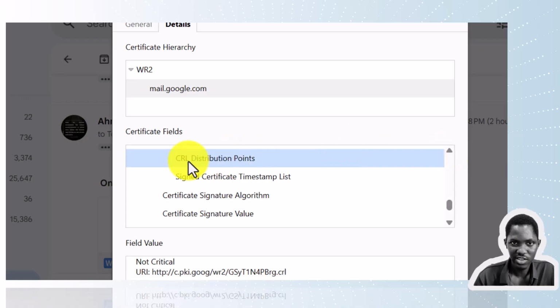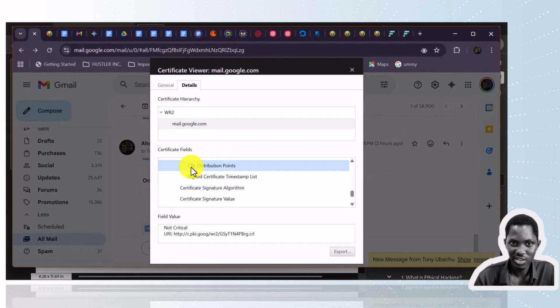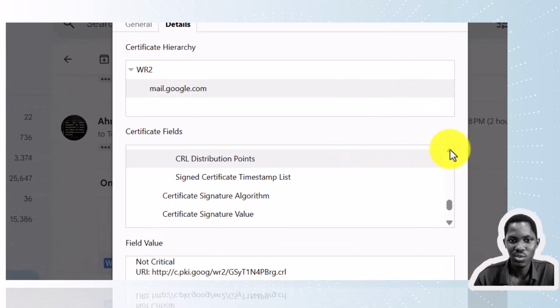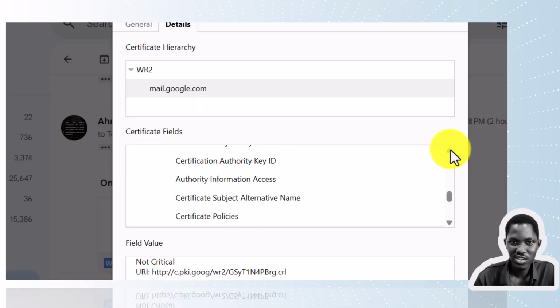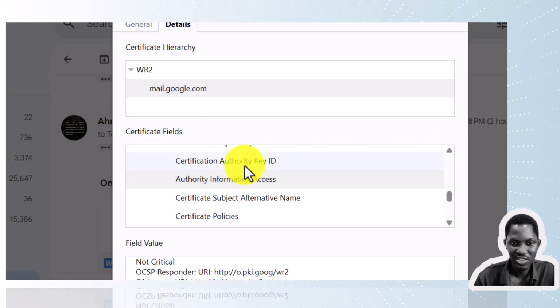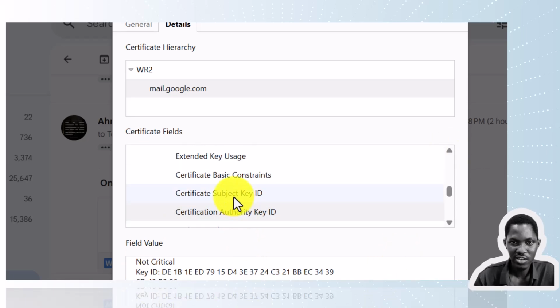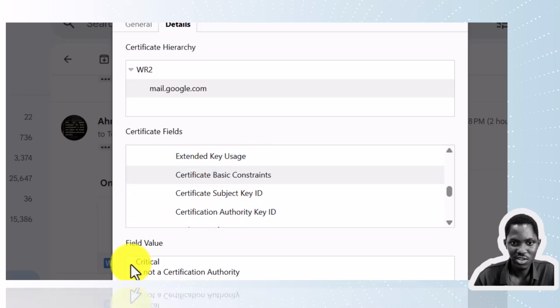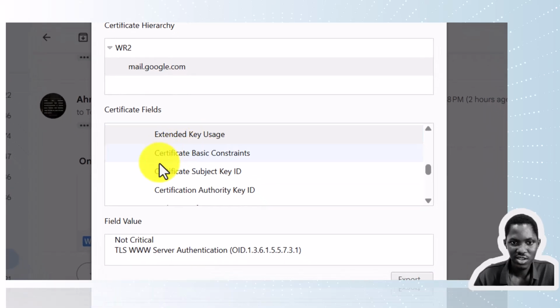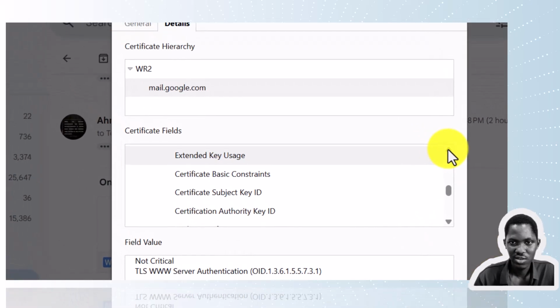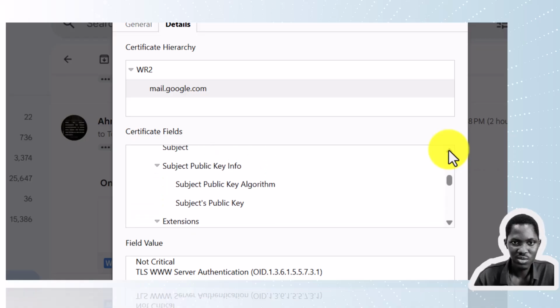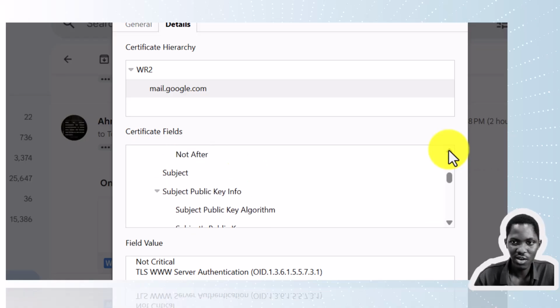CRL, you can see CRL distribution point. This is certificate revocation list. Remember, certificate revocation list. So policies, authority information access. You can get a lot of details here. Just click on it. Authority key ID, subject key ID, basic constraints, extended key usage, certificate key usage, subject public key algorithm.